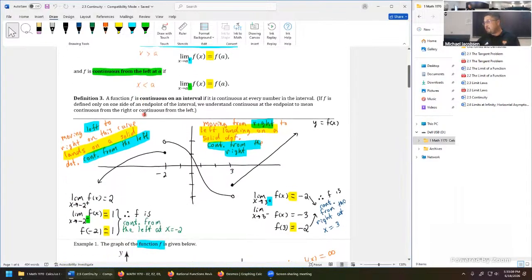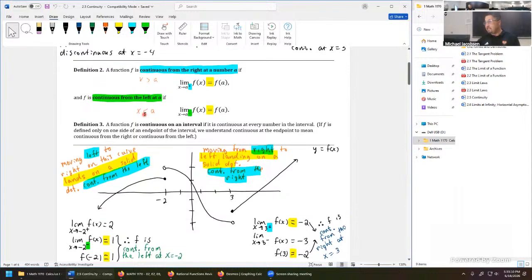Single-sided continuity has these features going on. We're still trying to make the equality come out here or right here. We have equality with the limit and the function value. For a right-sided limit, we say it's continuous from the right. If equality occurs on a left-side limit, we say it's continuous from the left.